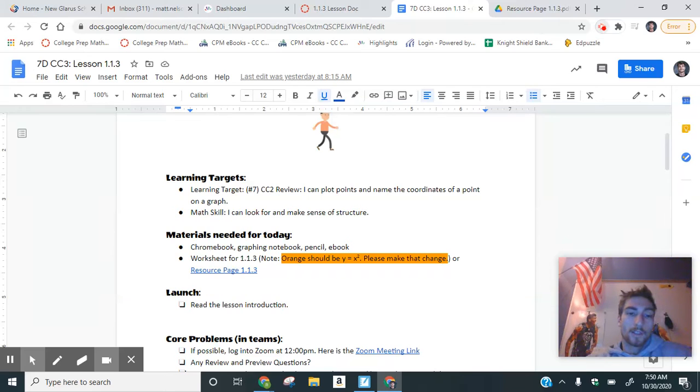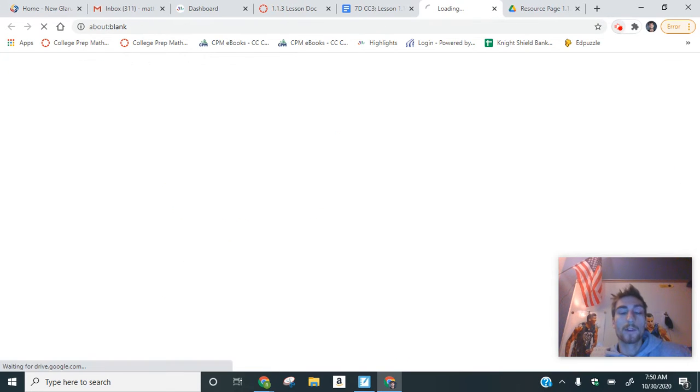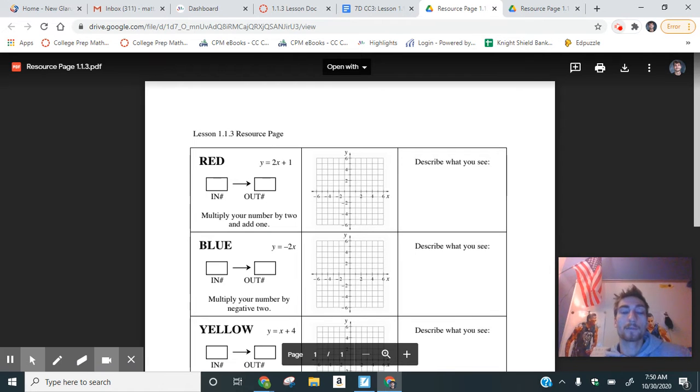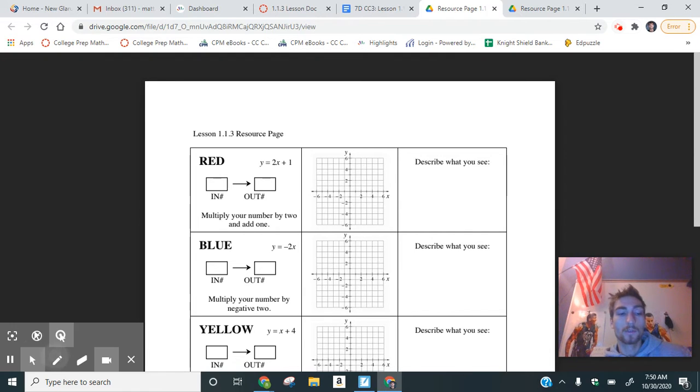Alright, so we're going to go here to lesson 1.1.3, open up that resource page, and if you don't have any graphs printed out, then you can simply write this into your graphing notebook. Okay, so first off, we're going to take a look at the first rule that will help us create our line. So here our rule is y equals 2x plus 1, and we're going to go ahead and make a table for this rule.